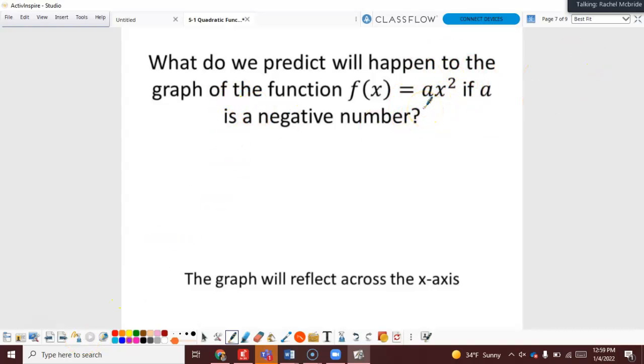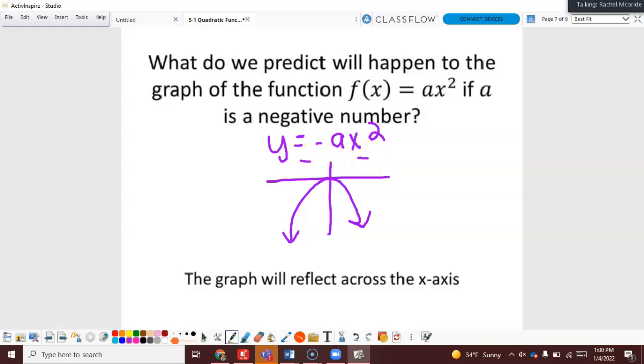So if the A value affects the stretching and compressing, the A value also affects the direction the graph opens. So if a graph is reflected, it opens down like a frown. So what do we predict will happen to the graph of f of x equals ax squared if a is negative? So what that means is this looks like y equals negative ax squared. And what that means is that the graph will reflect across the x-axis. Or like I said, open down like a frown. So a negative a forces the graph to open down.